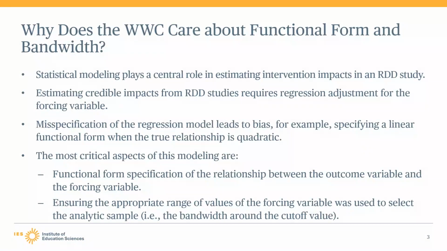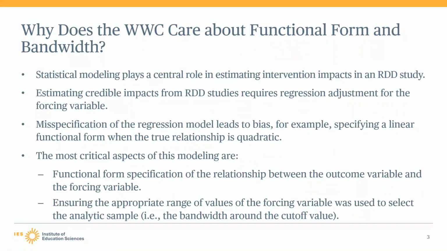The WWC's fourth RDD standard focuses on the appropriateness of the functional form and bandwidth specifications used in an RDD study. The WWC is concerned about functional form and bandwidth specification because, unlike in randomized controlled trials, in an RDD, statistical modeling plays a critically important role in estimating intervention impacts.